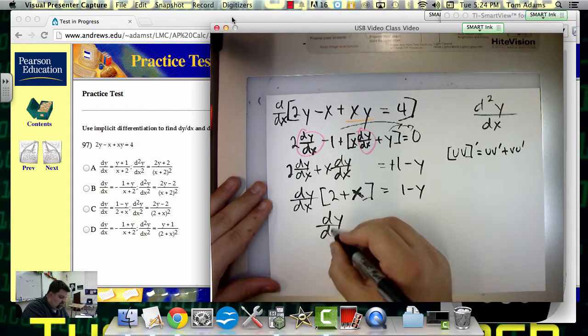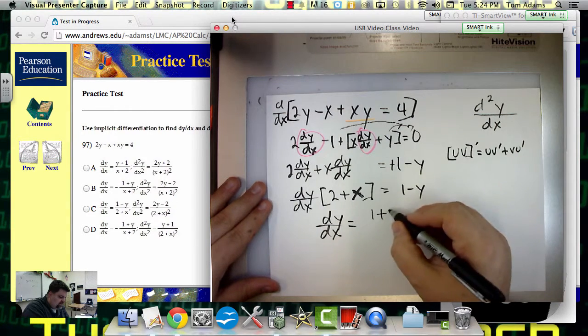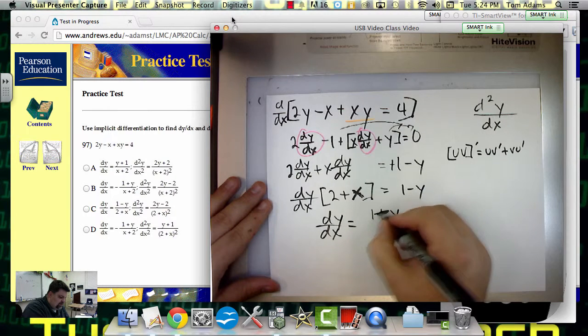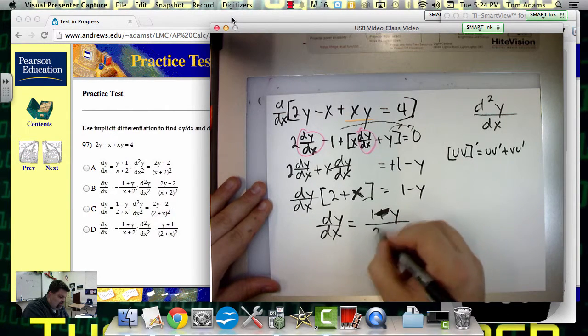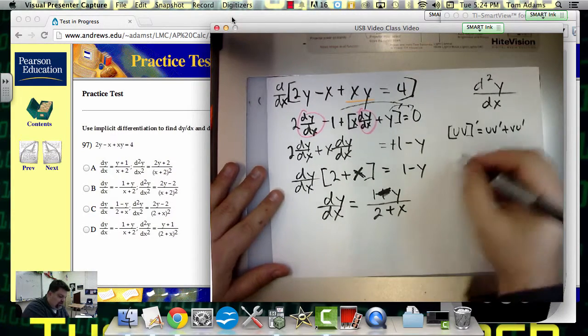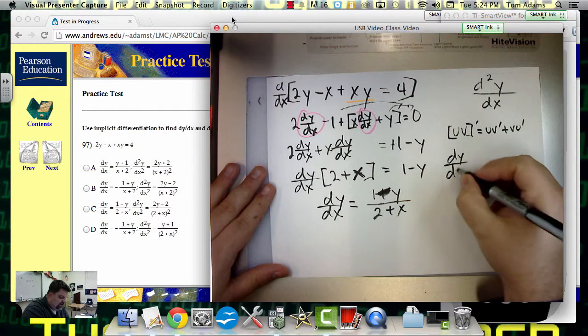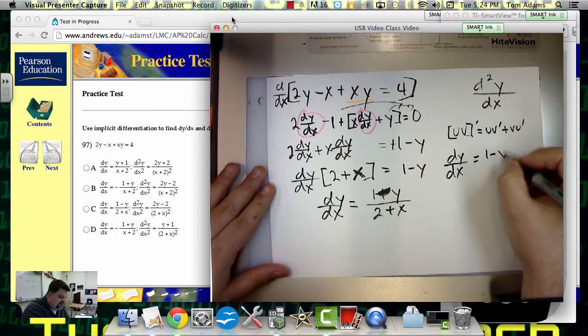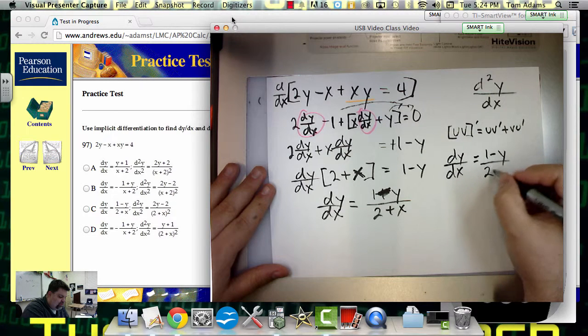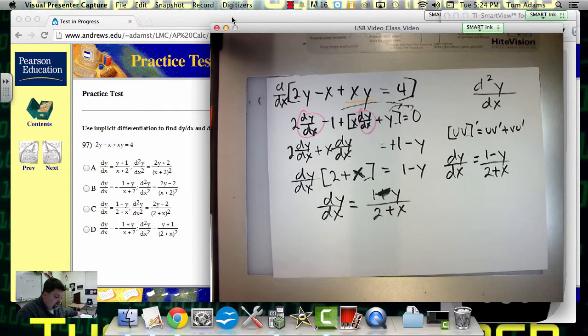So if I divide both sides by 2 plus x, I apologize, that should be a minus sign, over 2 plus x. Okay? And so I'm going to write this over to the side because I kind of did a sloppy job. So then dy dx is equal to 1 minus y all over 2 plus x. So now I just need to take the derivative of this again to get the second derivative.